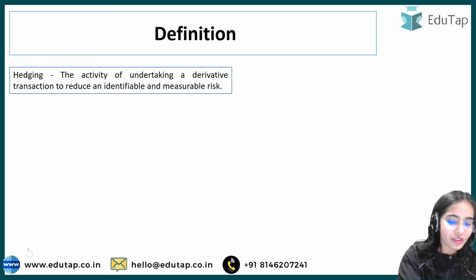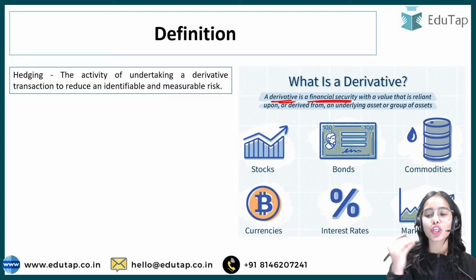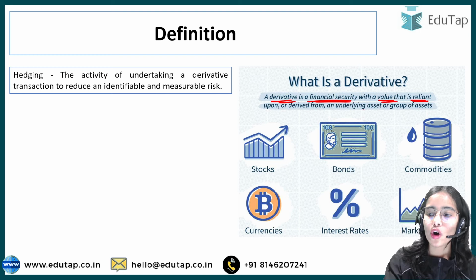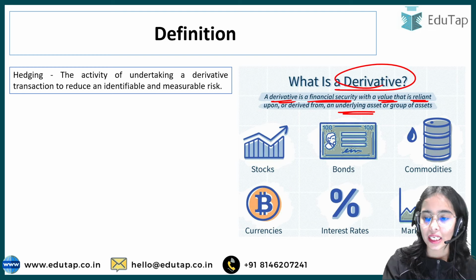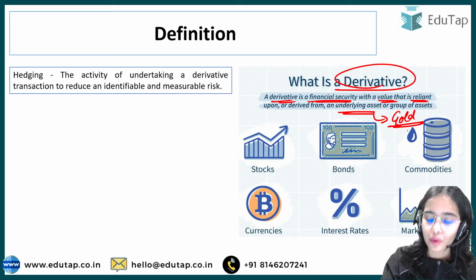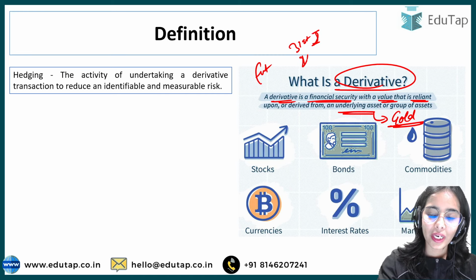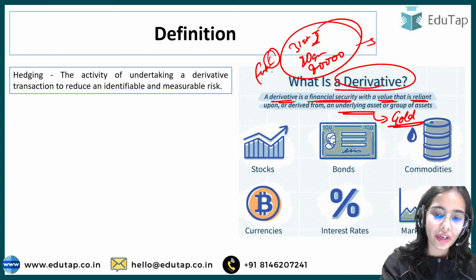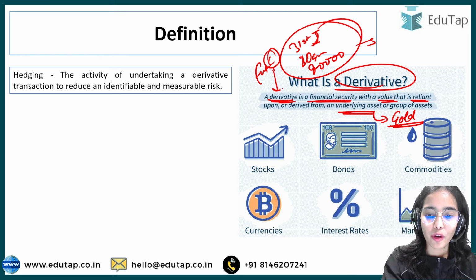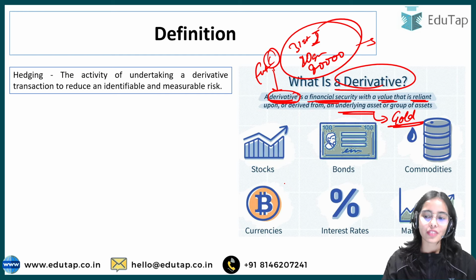These kinds of contracts are derivatives. A derivative is a financial contract with a value that is reliant on an underlying asset. So the derivative derives its value from an underlying asset. The underlying asset is gold here. The future contract on 31st July, where you are going to buy 20 grams of gold for 80,000, is a type of derivative. This is a financial contract deriving its value from the gold.